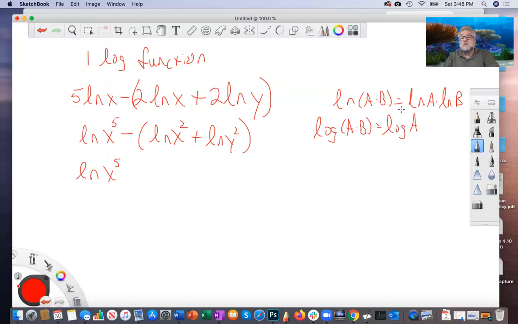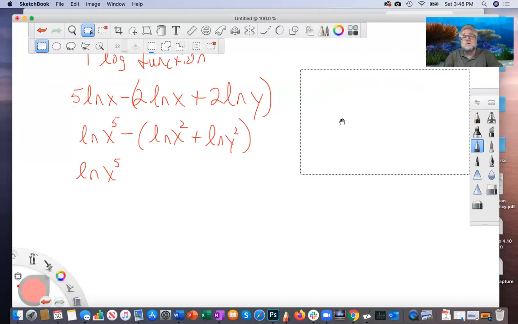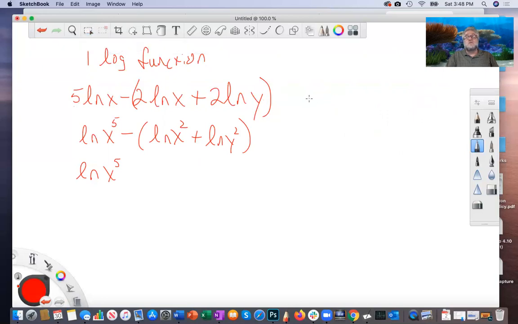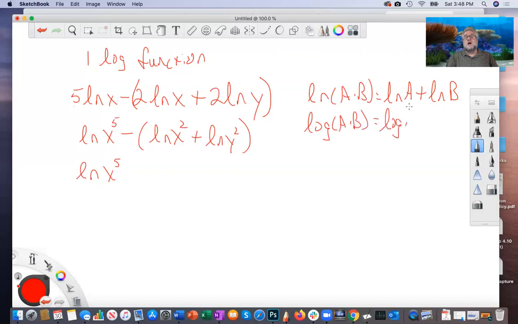Oh, I did that wrong. You guys didn't stop me. What is wrong with you? I went too fast. So if we had ln of a times b, we'd write it as ln a plus ln b, right? The product becomes a sum outside. And likewise, log of a times b would become log a plus log b. And if it was division, a over b, then it would be log a minus log b, right?